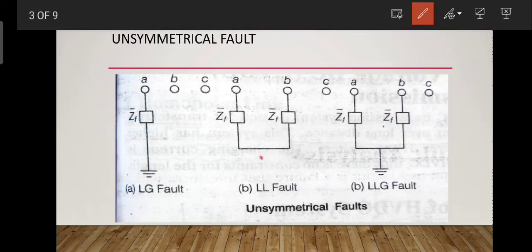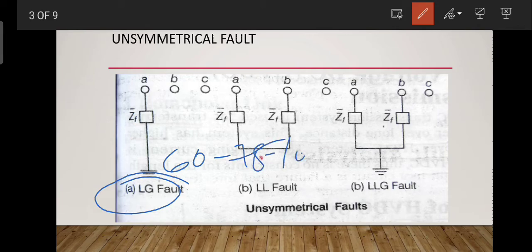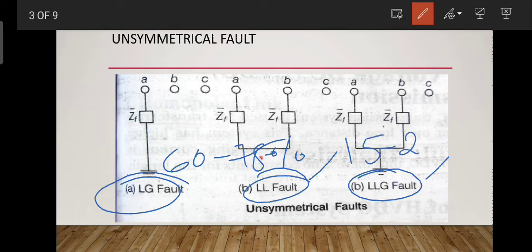Those are the line to ground fault, which occurs 60 to 75% in our power system. Line to ground and line to line faults are also there. Those two faults, line to ground and line to line fault, occur 15 to 25%.